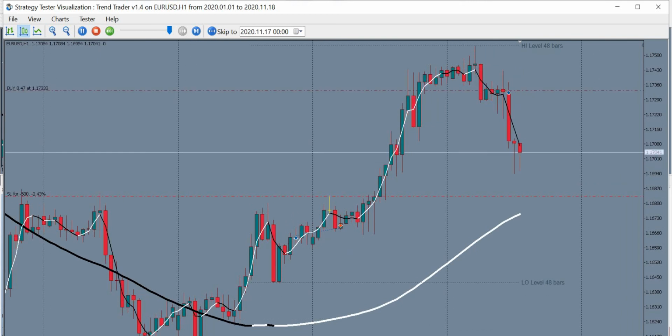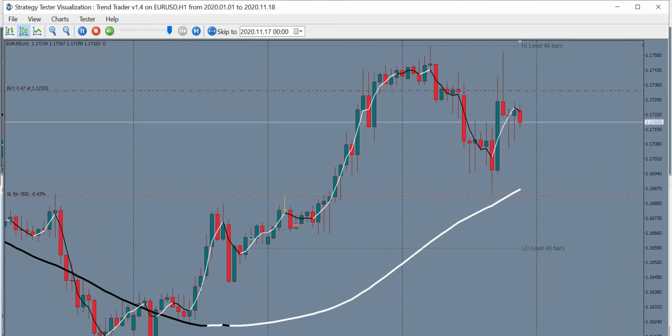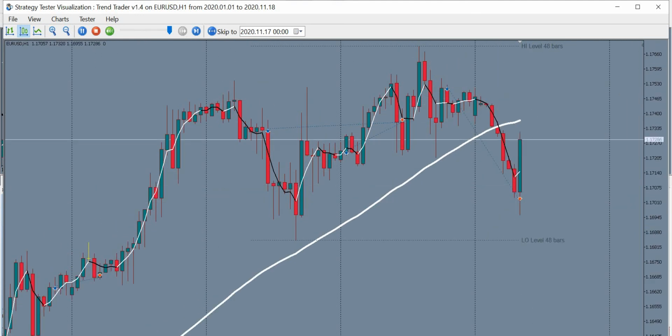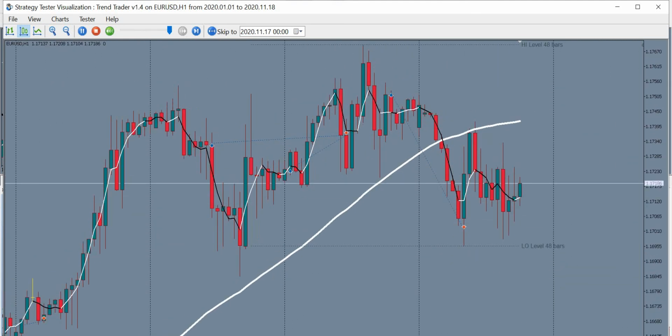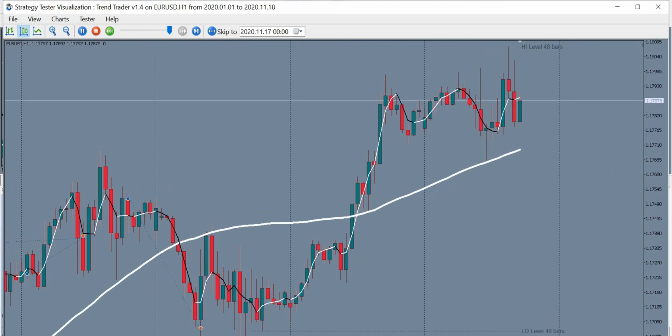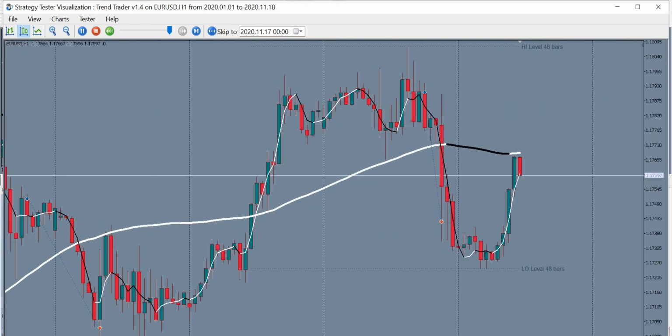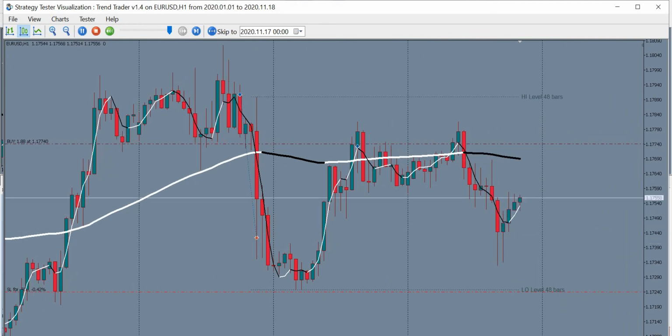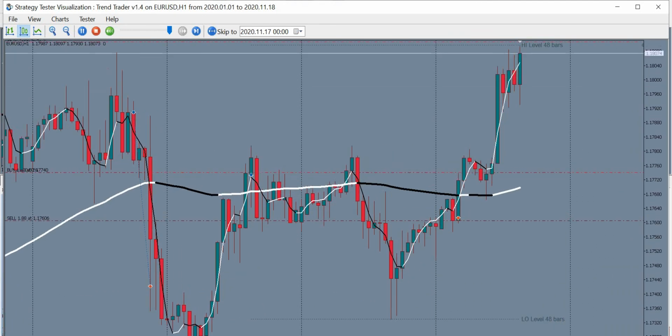I hope I'm making myself understood. This is just a tool. It's not a money making machine. There are obviously no such things, and people advertising expert advisors as holy grails, making, I don't know, 50% profit per month or something like that.